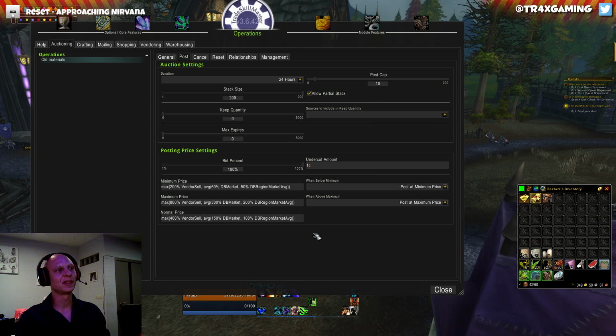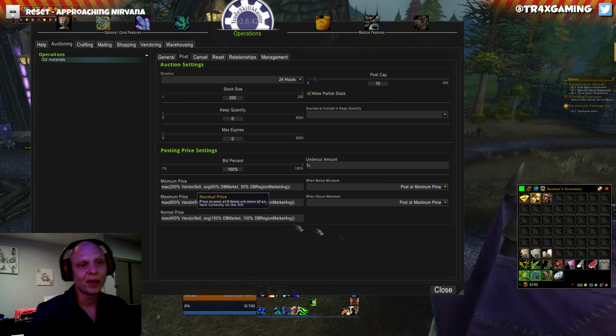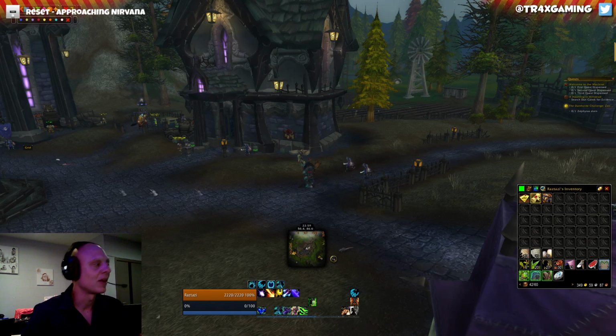So this is how you set up groups. What I'm now going to do, I'm gonna hop over to one of my characters, and we are going to do the same thing, but for profession crafted items.